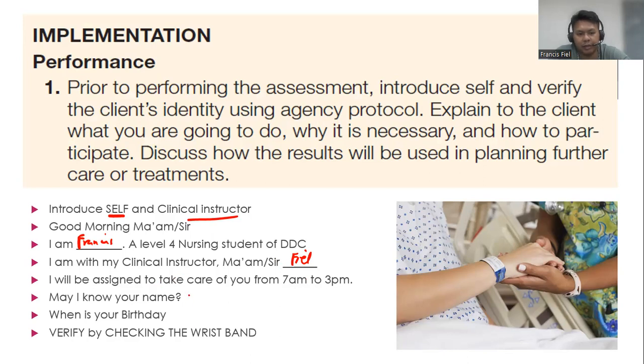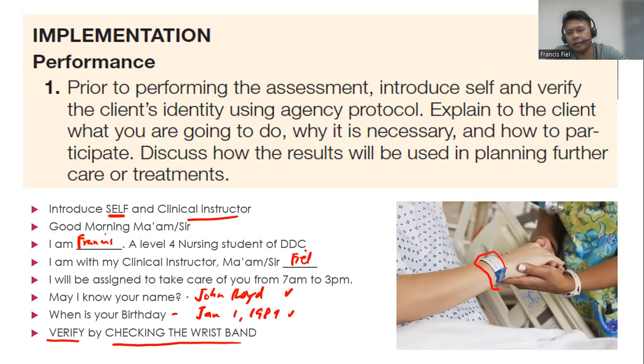So the patient will say, my name is John Lloyd. John Lloyd. And what's your birthday? He will say, January 1, 1989. All right. So, how do you verify that this is the correct name of John Lloyd and his birthday? You will verify by checking the wristband of the patient, here. Those details are written on the patient's wristband.